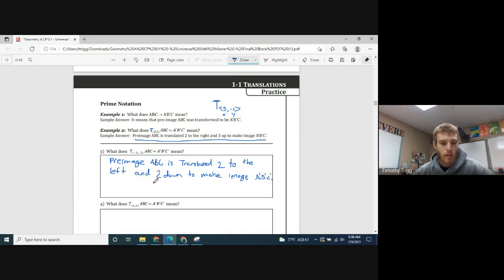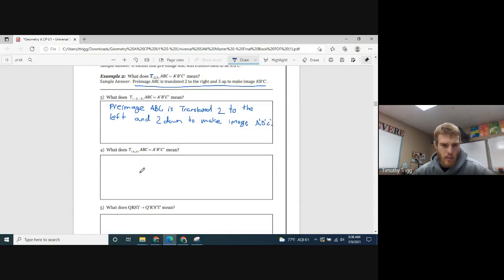All right, let's try the next one, number 4. Notice for this one, it just says X and Y. Let's go ahead and put some numbers there. Let's pretend it said, instead of X and Y, 4, comma, and 10. I want you to finish this one just like we did number 3. The pre-image ABC is translated, and then tell me how it's translated to make image A prime, B prime, C prime.